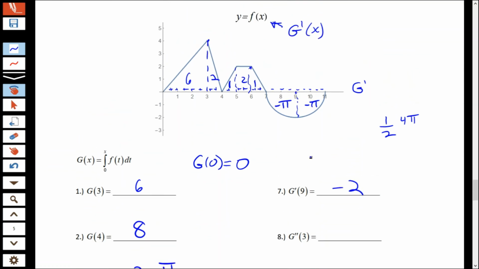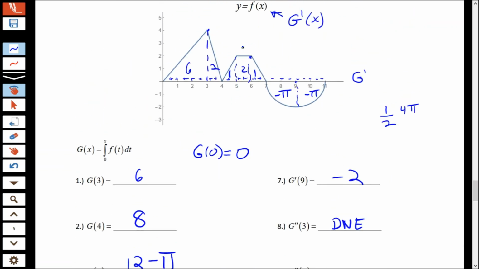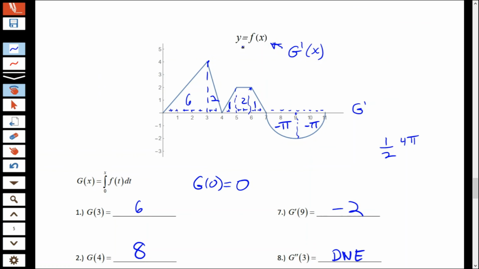Now, G double prime of 3 says, what's the slope at 3? Well, here, it does not exist because it is a cusp, because you have different slopes right and left, right? But we can analyze this function that is defined as an integral, based on this graph. Just remember, the graph actually is the derivative of g, just written in weird notation. Instead of the derivative of g, g is the integral of f, therefore f is the derivative of g. Okay?